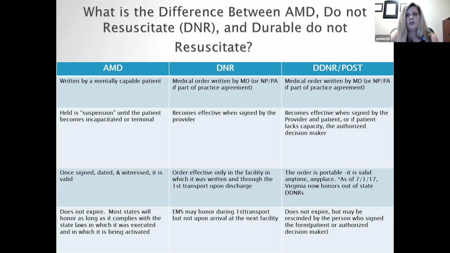It is, once again, a written order. It becomes effective when signed by the provider and the patient, or if the patient lacks capacity, the authorized decision maker. The order is portable and is valid anytime, any place. And as of July 2017, Virginia now honors out-of-state DNRs. They don't expire. The only time they can be changed is by the person who signed the forms. You have the right to change your DNR and DDNR at any time, as long as you are competent.